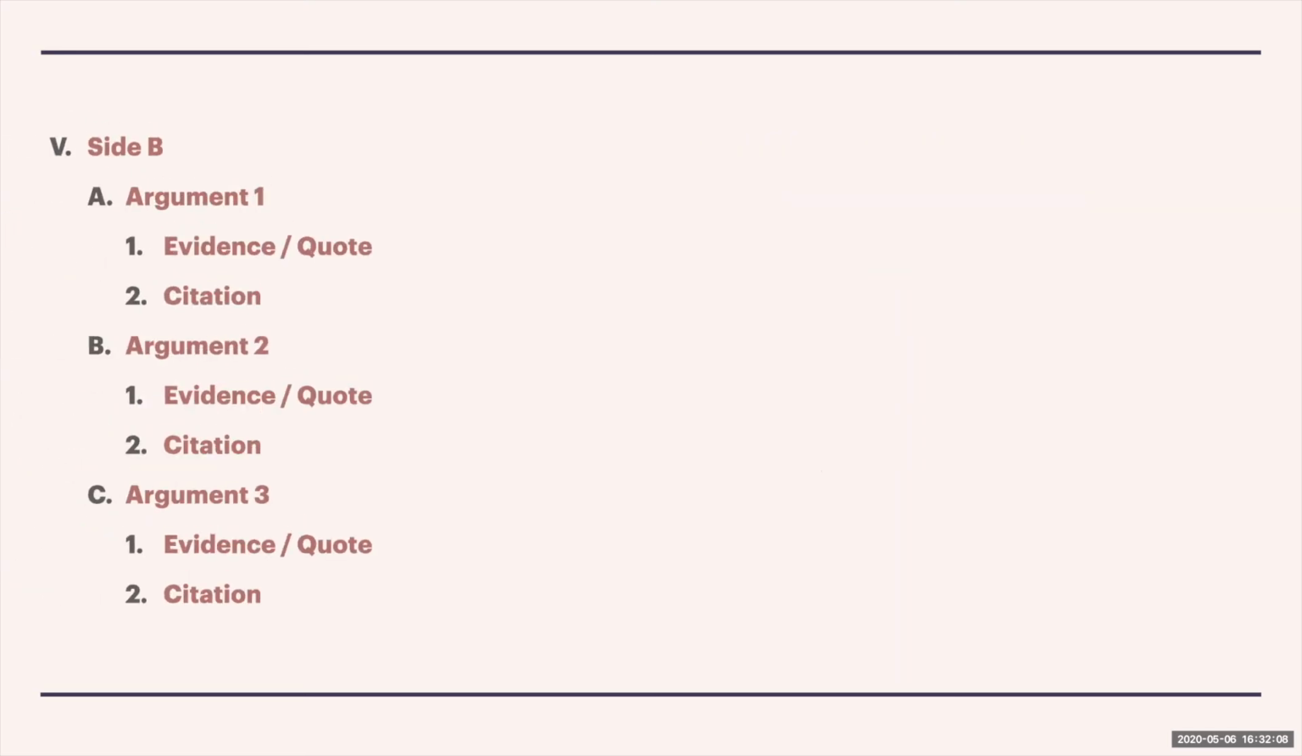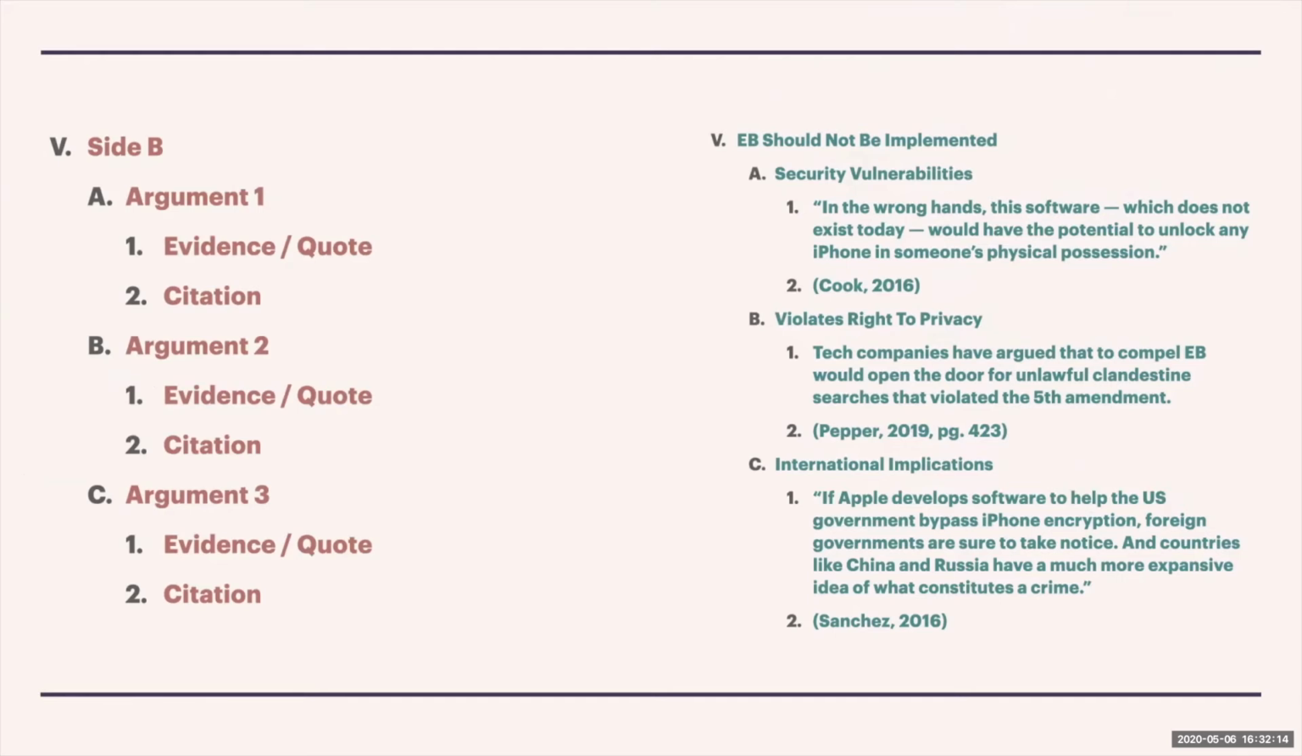And then, apropos, we're going to talk about the other side of the argument, and go ahead and explore that. For instance, encryption backdoor should not be implemented. So we have security vulnerabilities, for instance, as one of the major ones. And in this case, instead of having a paraphrase or a snippet from an article, we actually have a quote.